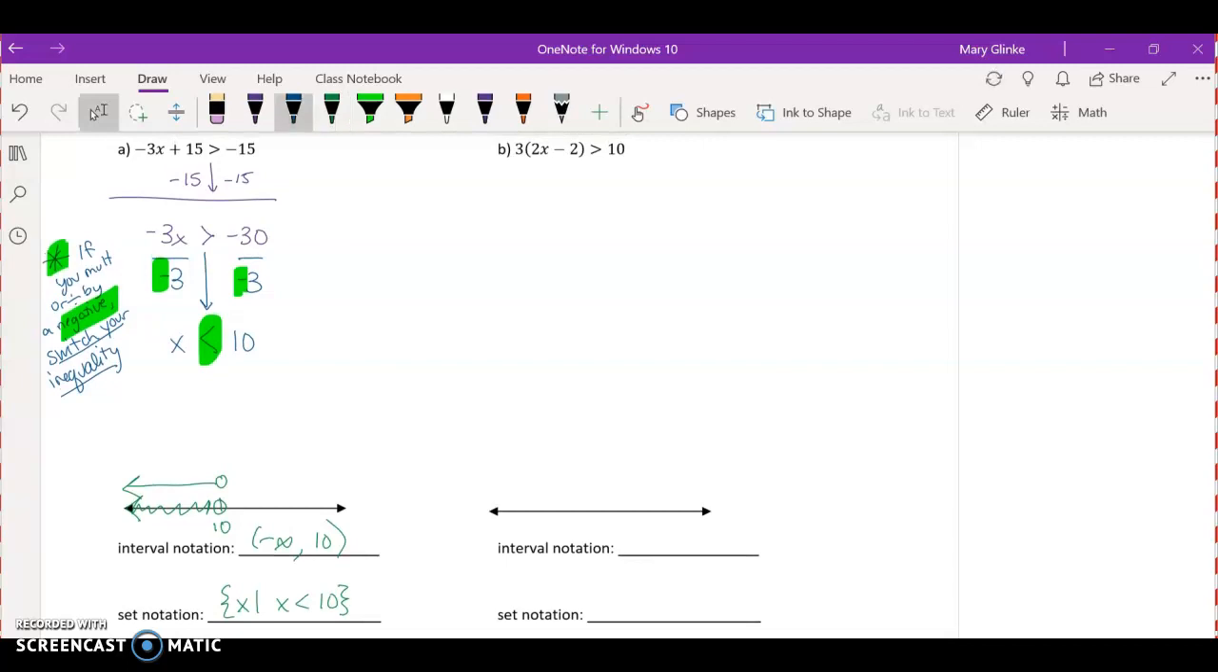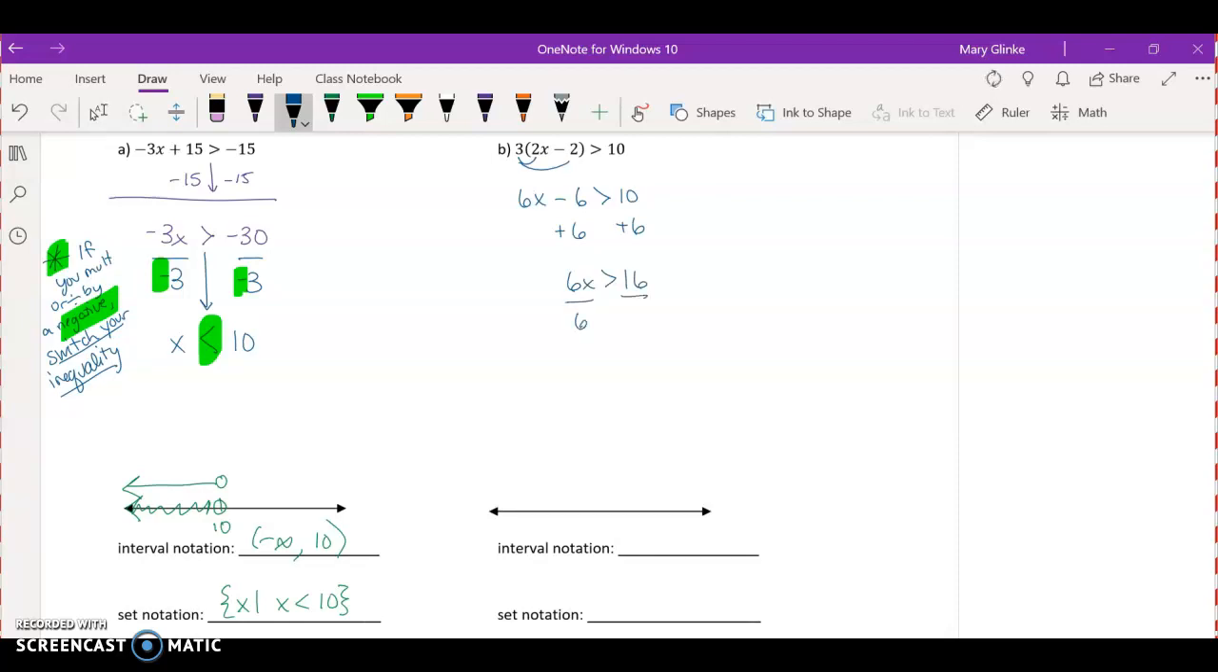So let's go ahead and try this next one. We're going to solve it like we normally would an equation. So we're going to distribute the 3. We get 6x minus 6 is greater than 10. And now we want to get x by itself. So I'm going to go ahead and add 6 to both sides. When I add 6 to both sides, I get 6x is greater than 16.